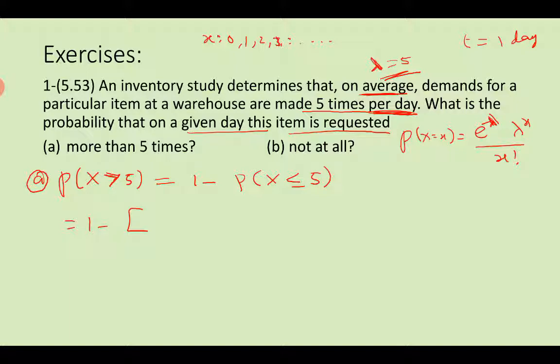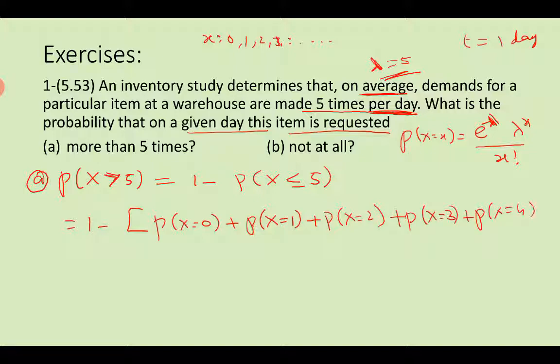Your calculator will give the value of e power minus 5. So here x is less than or equal to 5: probability of x is 0, plus probability of x is 1, plus probability of x is 2, plus probability of x is 3, plus probability of x is 4, plus finally probability of x is 5. We want greater than 5, so the equality comes on this side and will not be on the other. Now find these 5 probabilities, sum them up, and subtract from 1.